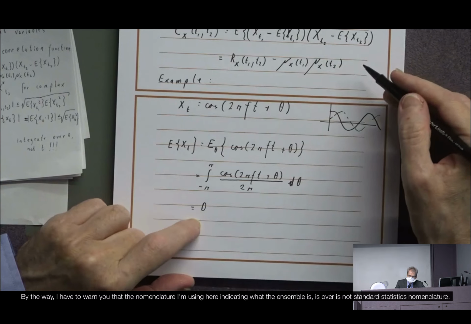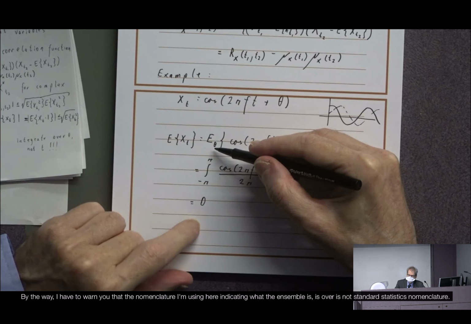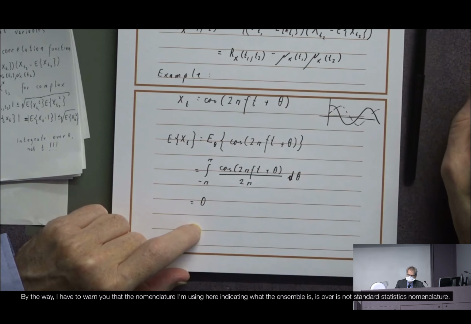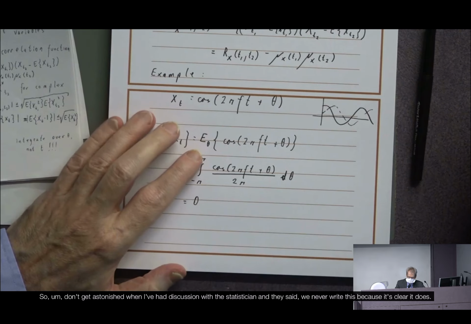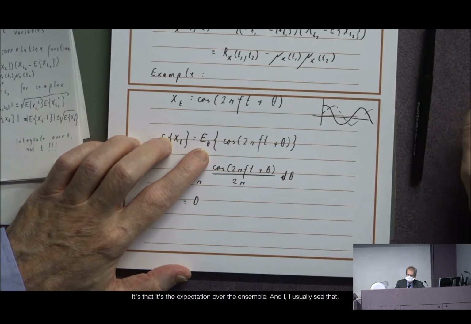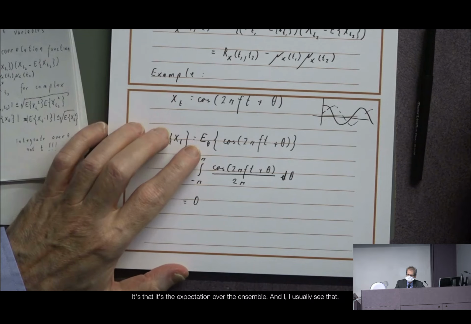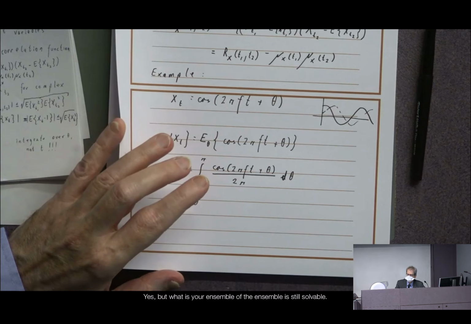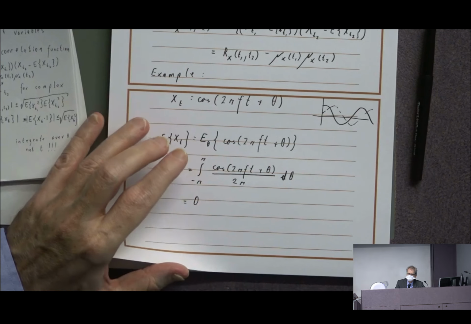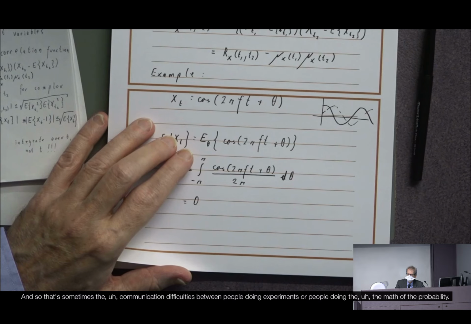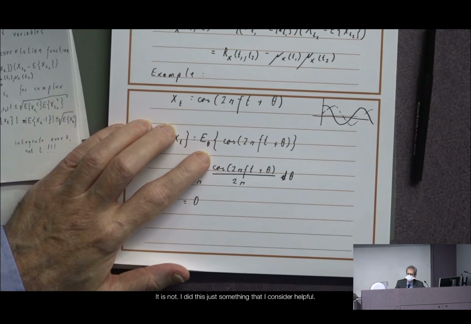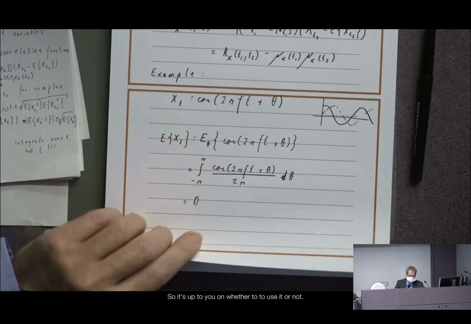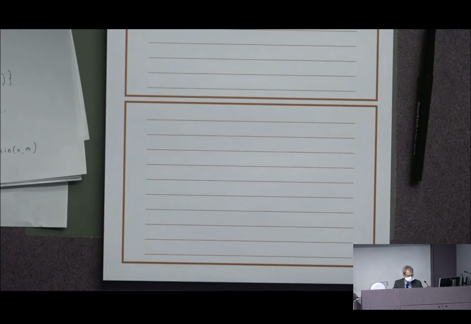By the way, I have to warn you that the nomenclature I'm using here, indicating what the ensemble is over, is not standard statistics nomenclature. So don't get astonished when, right, I've had discussions with statisticians and they said we never write this because it's clear that it's the expectation over the ensemble. And I usually say then, yes, but what is your ensemble? Well, the ensemble is the ensemble, but physically speaking, what is the ensemble? And so that's sometimes the communication difficulty between people doing experiments and people doing the math of probability. So don't insist that this would be the only correct nomenclature. It is not. It is just something that I consider helpful. So it's up to you on whether to use it or not.